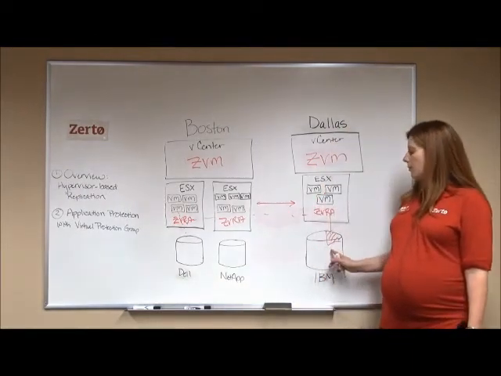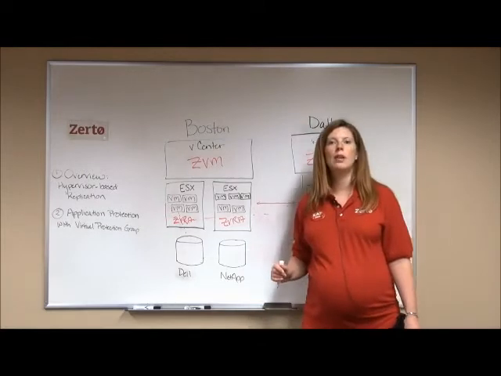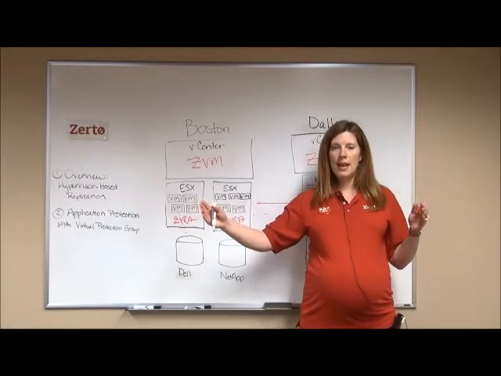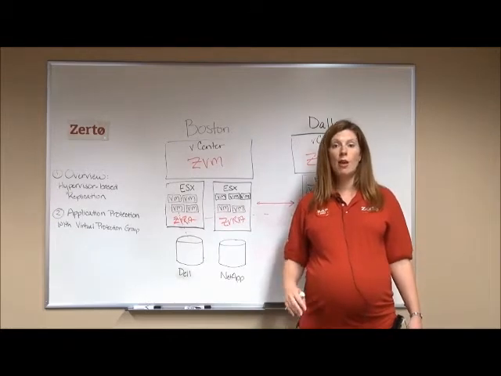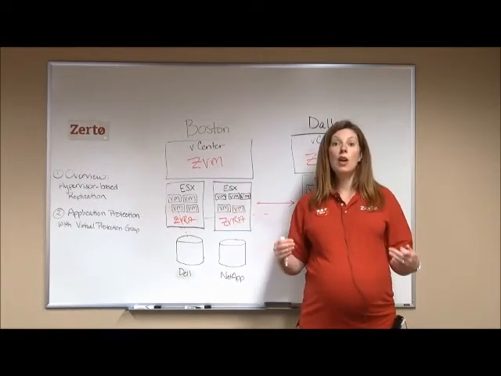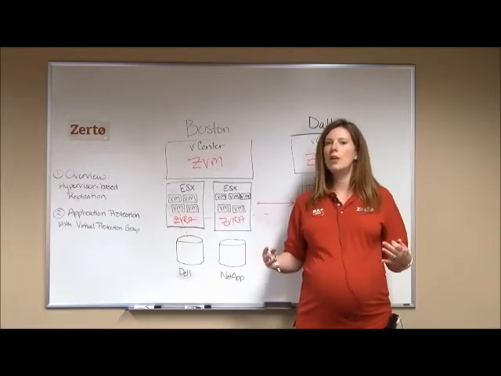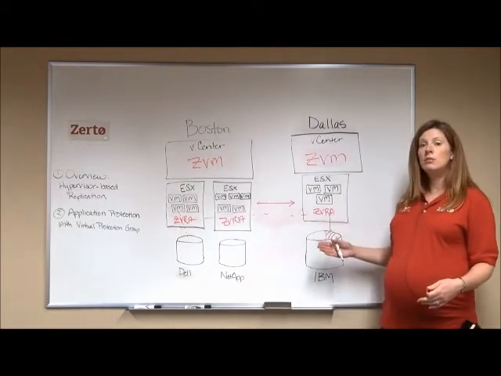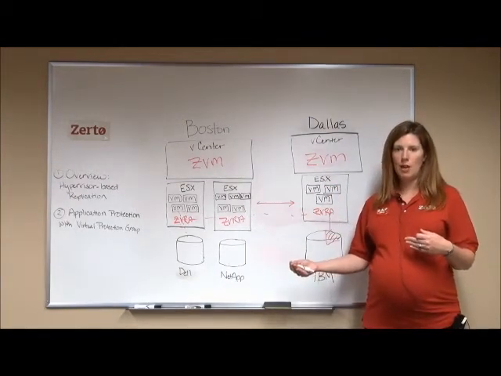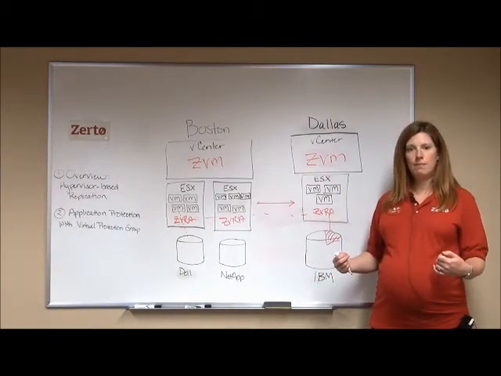The journal is like a TiVo for your environment. It can store 1 hour to 5 days worth of data, and this enables you to recover from any kind of outage within the environment, but also a logical corruption. So for example, if you had a dropped table, you could just recover to a point in time prior to that table being dropped and then restore the environment.